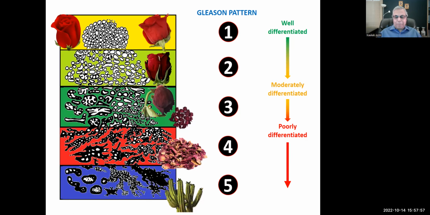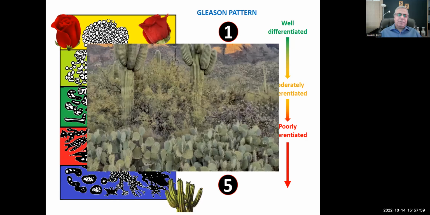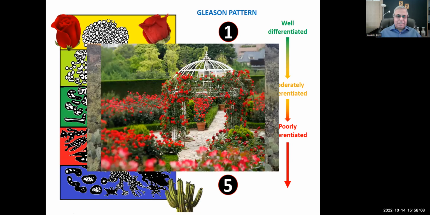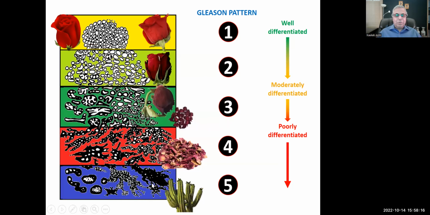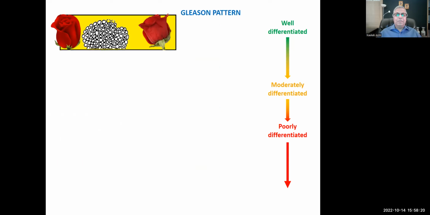Now, this is what happens in your 5th pattern. Certain areas of your garden don't have any roses at all. What they have are cactuses, these thorny cactuses. They have replaced a certain area. Say this area of your garden has now only cactuses over there. So this is analogous to the 5th pattern, which is just sheets of cells. So let's have a look at them once again.